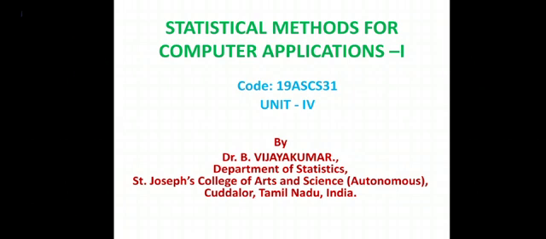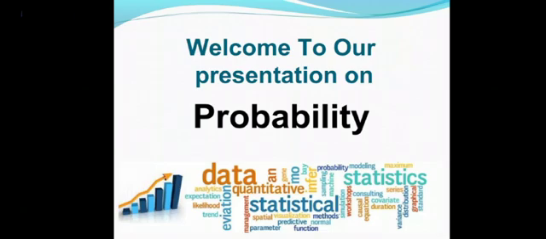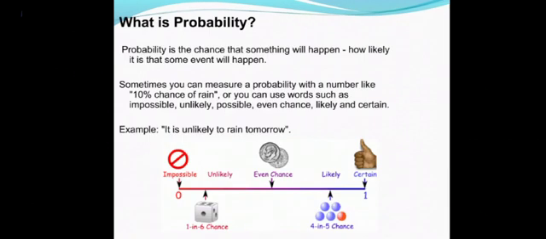Today my subject title is Statistical Methods for Computer Application 1. Subject code is 19 ASCS 31, Unit 4. Now I am presenting on probability.